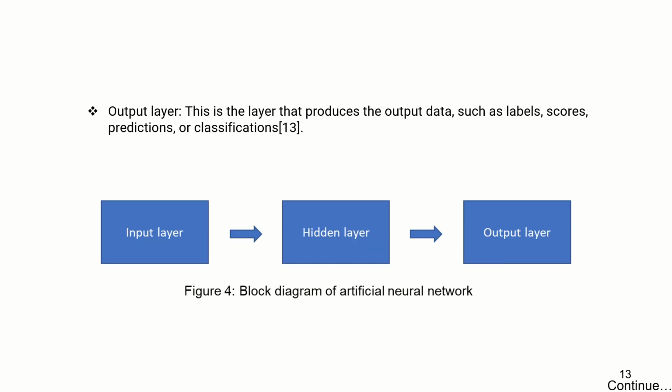Output layer: this is the layer that produces the output data such as label scores, predictions, or classification. Input layer, hidden layer, and output layer. This is a block diagram.